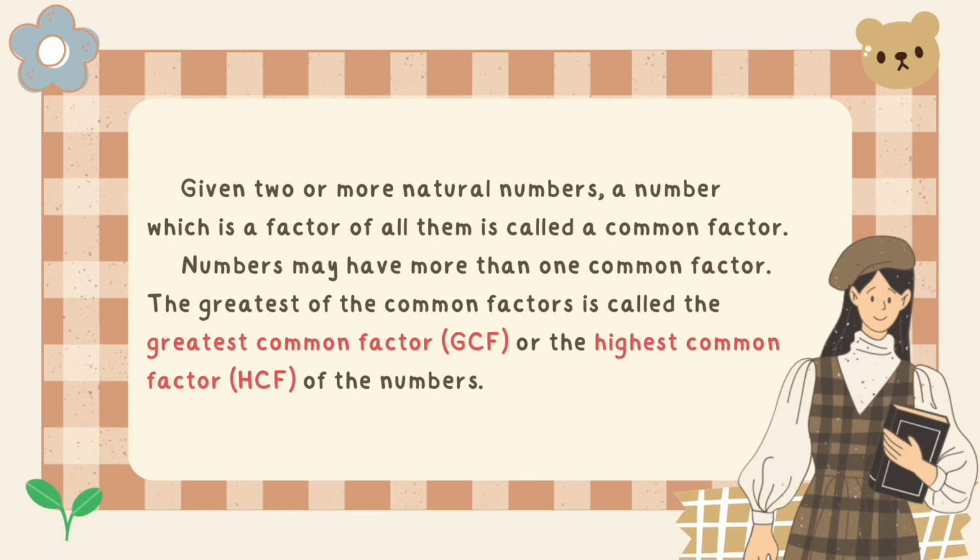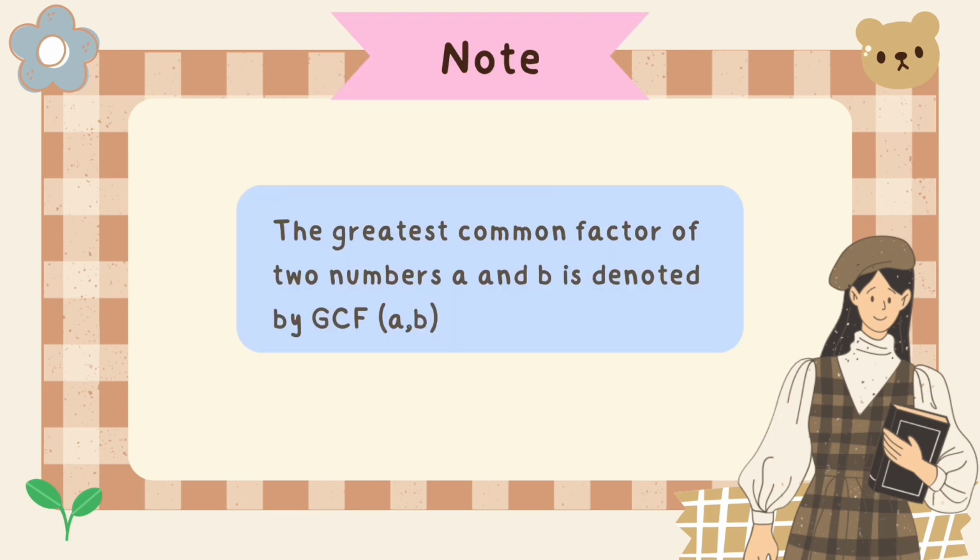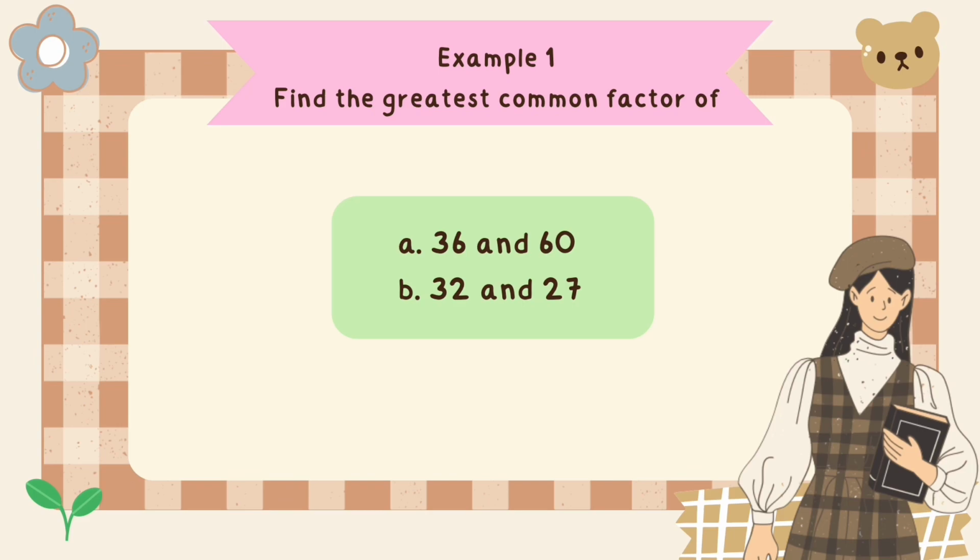The greatest of the common factors is called the greatest common factor, GCF, or the highest common factor, HCF, of the numbers. Note: the greatest common factor of two numbers a and b is denoted by GCF(a, b). Example 1. Find the greatest common factor of a) 36 and 60, b) 32 and 27.